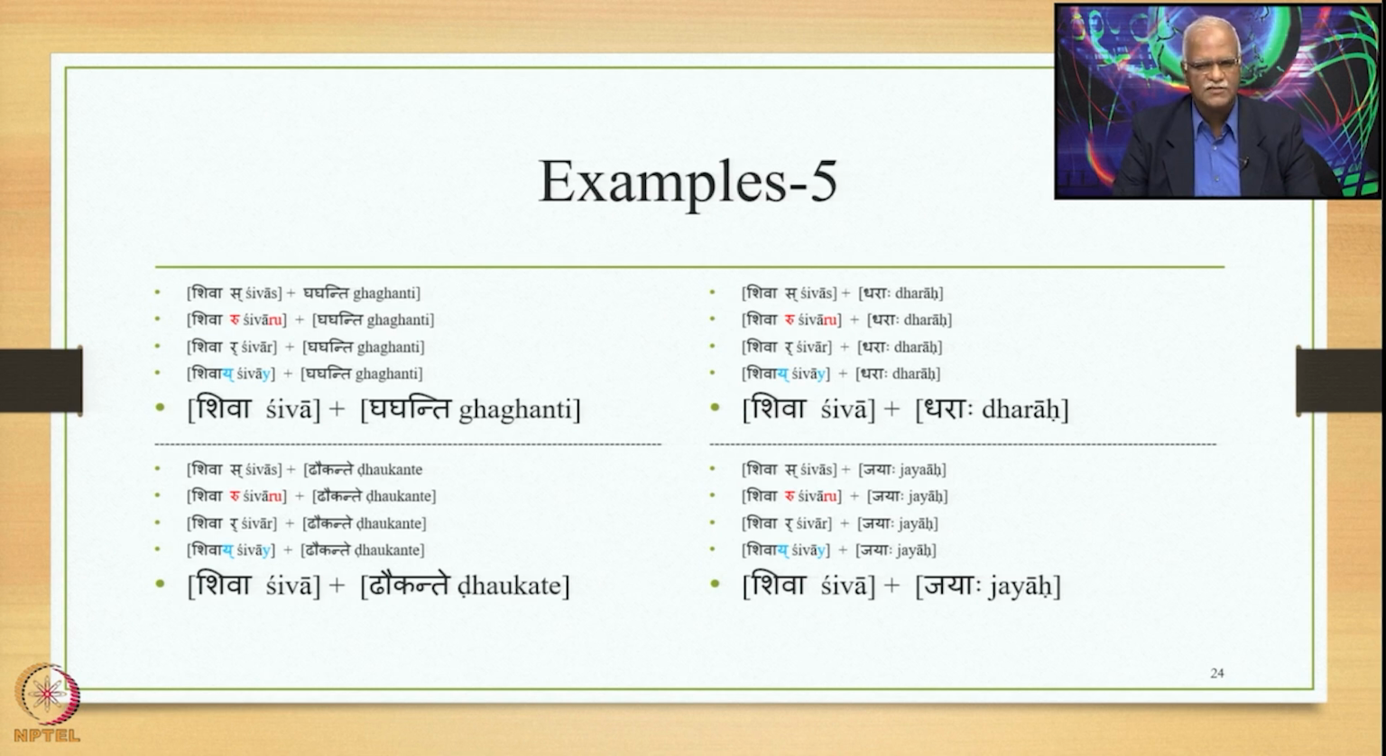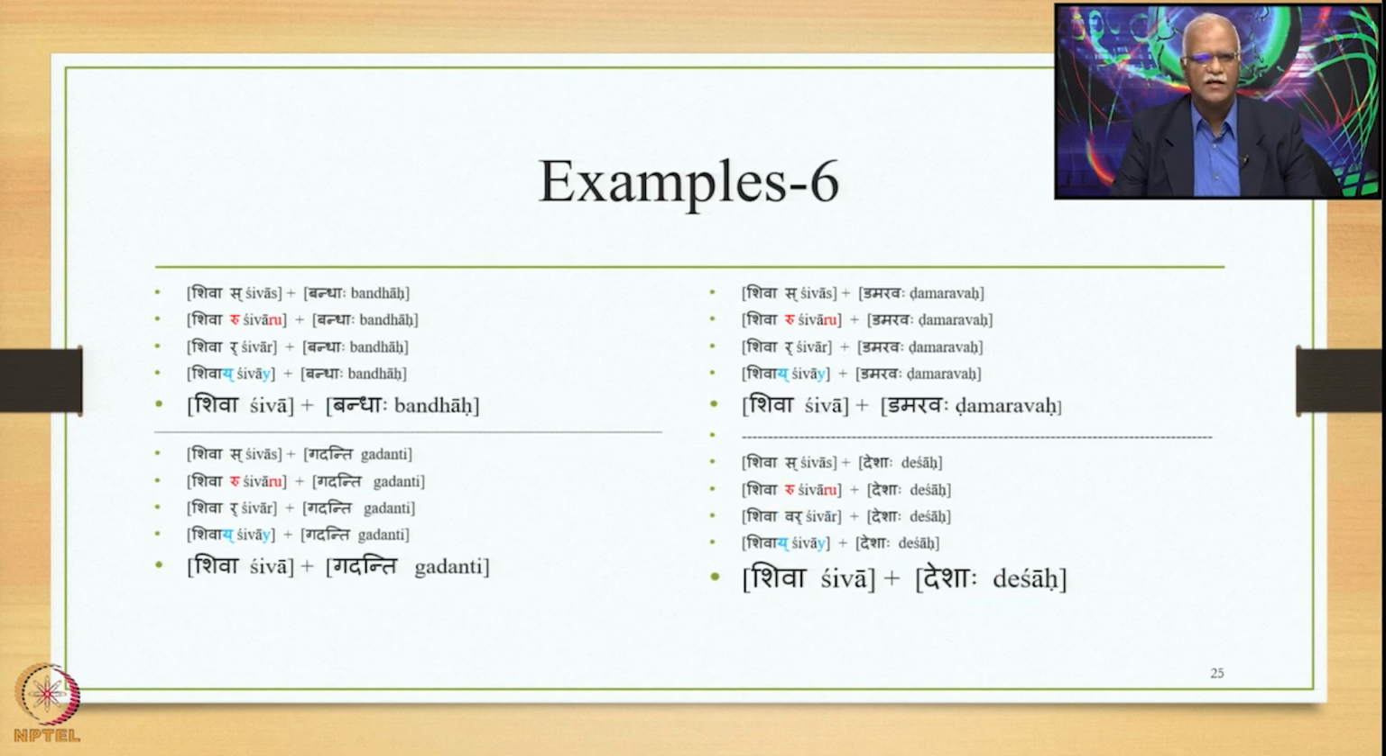Then we have Shivas plus Dharaha, and the same process is followed, and finally we get Shiva plus Dharaha. Then we have Shivas plus Jayaha. The same process happens, and finally we get Shiva plus Jayaha as the finally derived output. These are all the Hush, and there are the last 4 over here. Shivas plus Bandhaha, same process happens and the final output generated is Shiva Bandhaha.